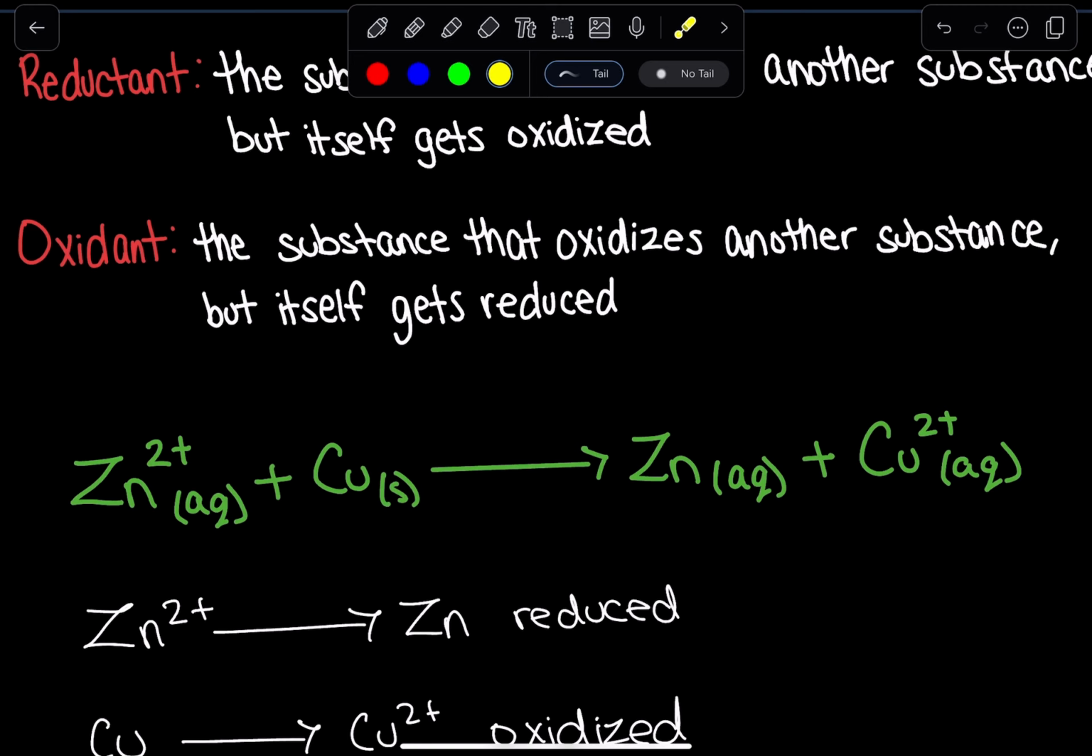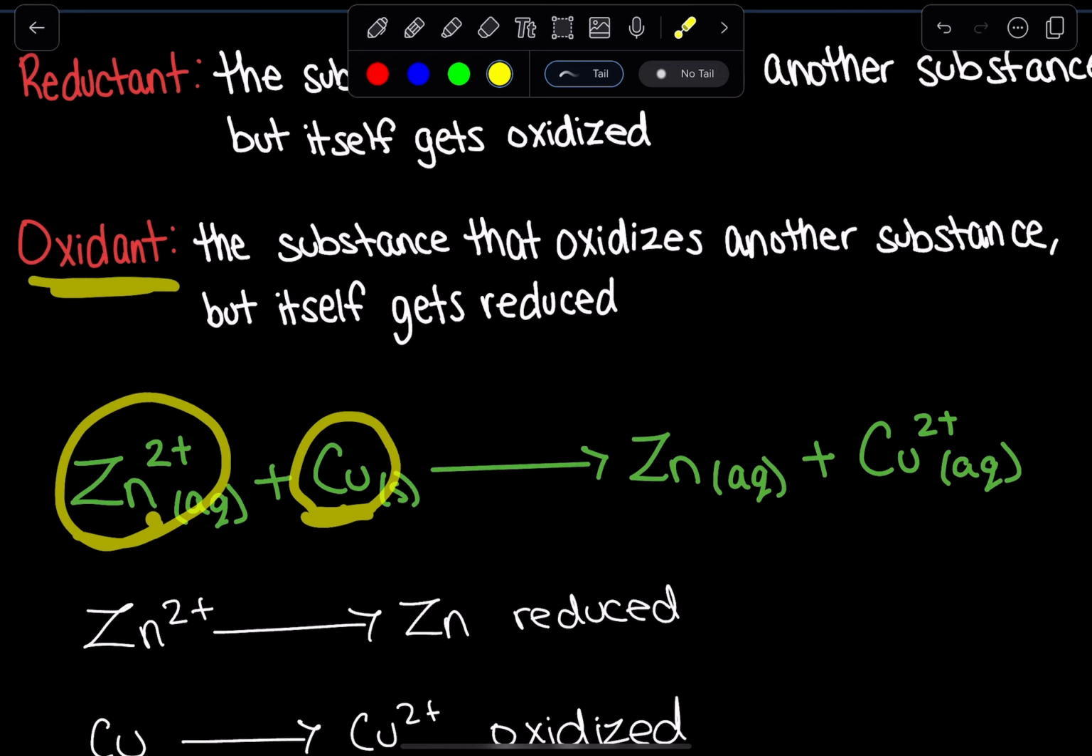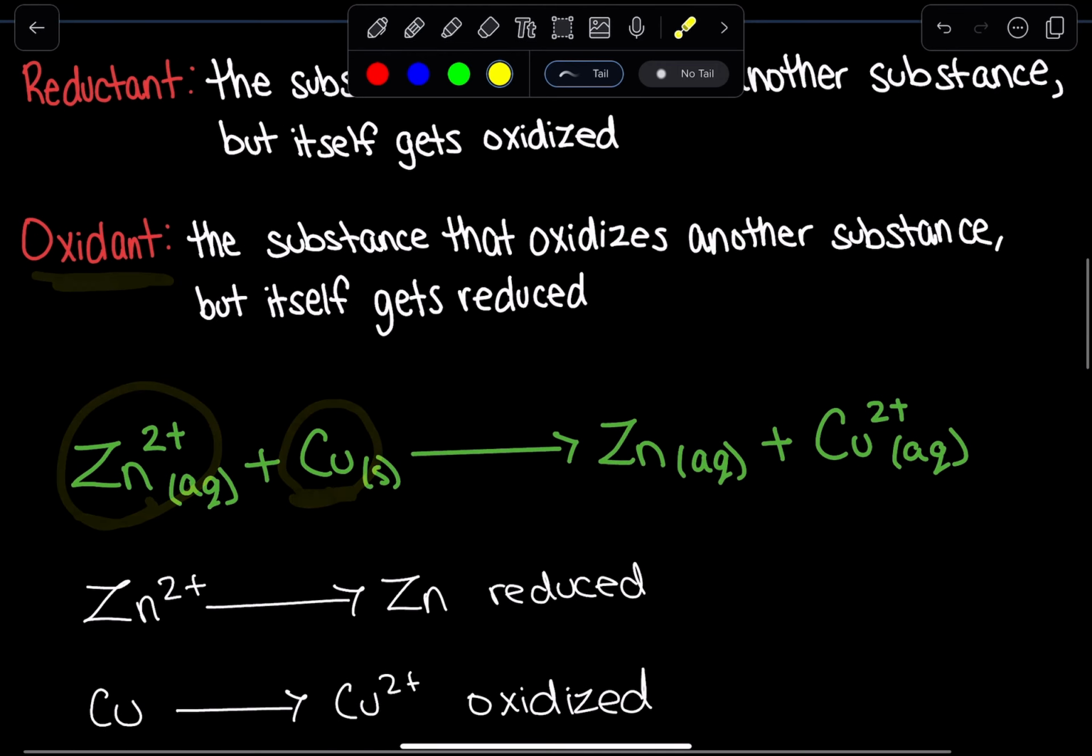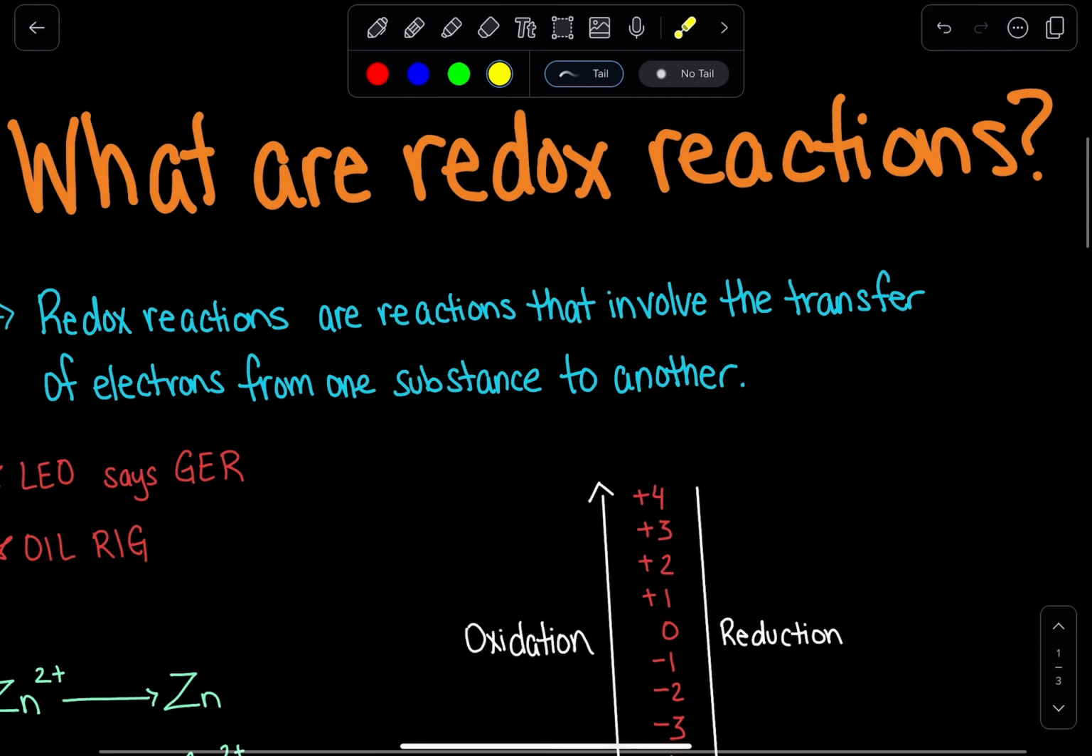Now, we can be sure of that by making note that copper over here started off with a charge of 0, then it became 2 plus, which means it lost electrons. Those electrons went to zinc 2 plus. Zinc 2 plus became zinc. So copper was the electron donor, zinc was the electron acceptor. So zinc was the oxidant. It oxidized copper, and copper was the reductant. It reduced zinc. And that is just the basic intro into what redox reactions are.